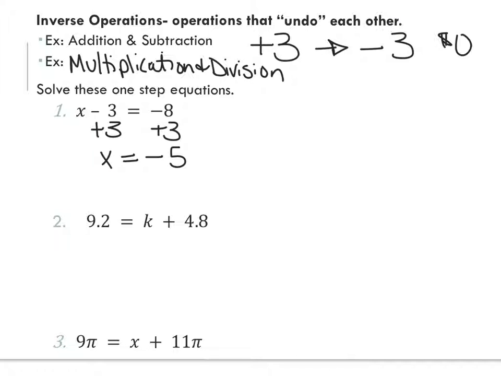Let's look at number 2. In number 2, what should we do to solve for k? Again, we have a number added to 4.8, and it equals 9.2. I want to figure out what this number is. So what number plus 4.8 equals 9.2? To do this, we need to subtract 4.8 from each side.